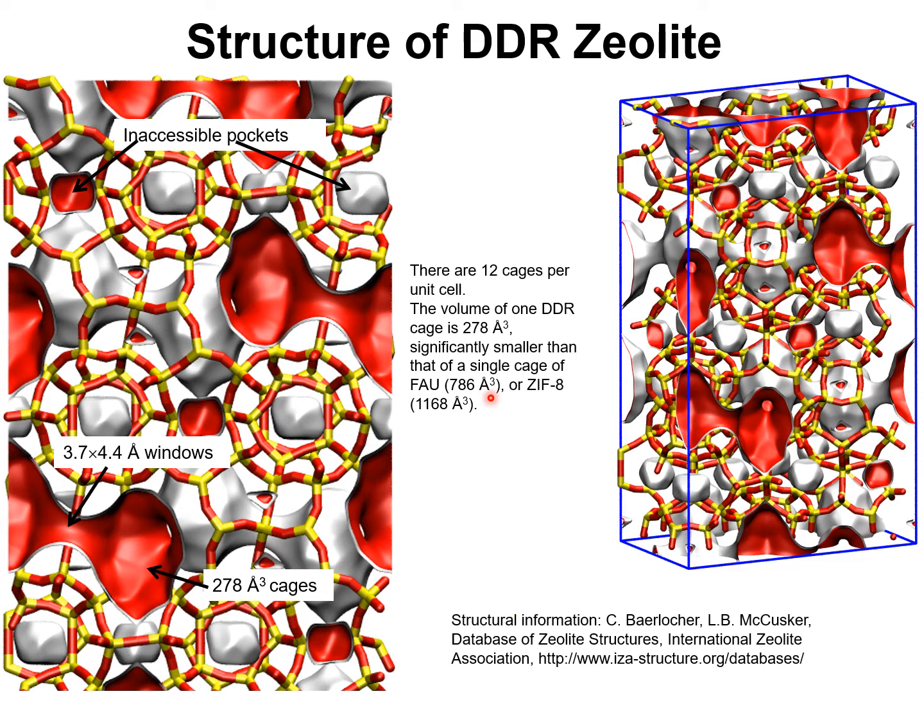Each cage is 278 cubic angstrom. The cage volume is significantly smaller than for faujasite and zeolite. The cages are separated from one another by windows that are approximately 4 angstrom in diameter.